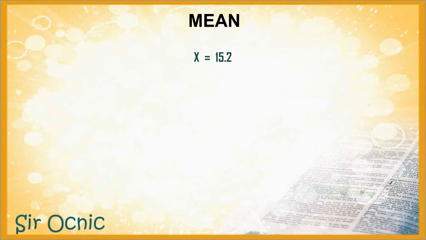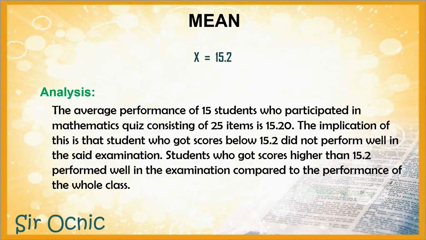Since the mean is 15.2, that means that the average performance of 15 students who participated in the mathematics quiz consisting of 25 items is 15.2. The implication of this is that the students who got scores below 15.2 did not perform well in the said examination. The students who got scores higher than 15.2 performed well in the examination compared to the performance of the whole class.